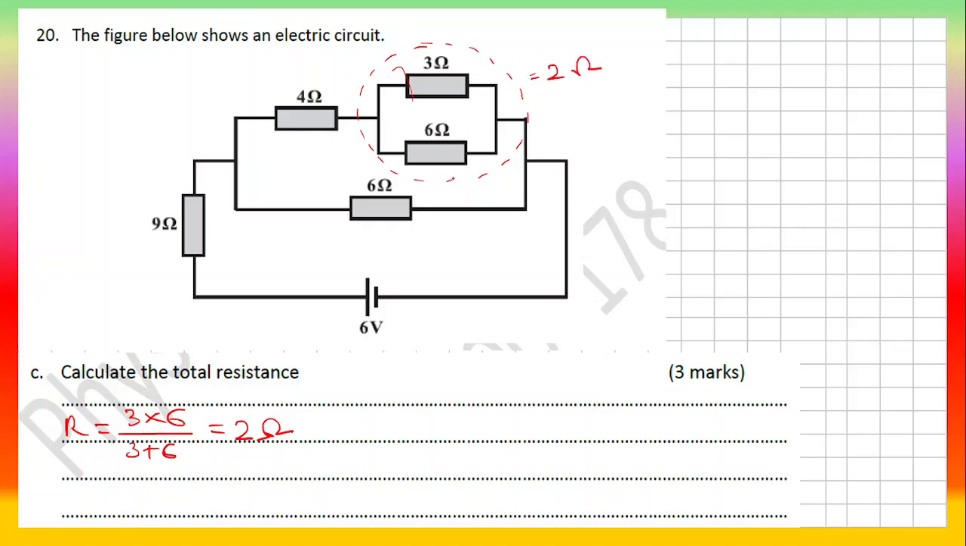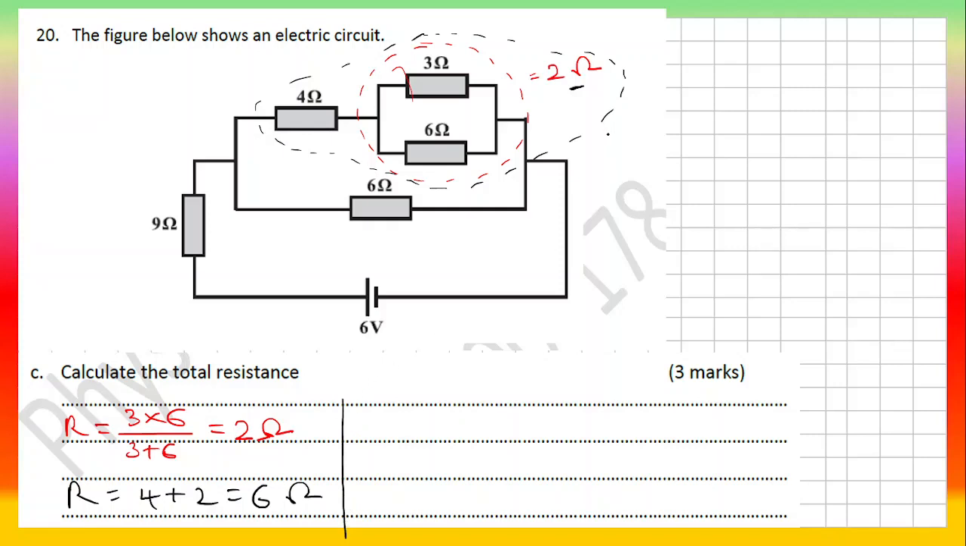And then from there, where do we move to next? Next, now we bring in this 4 ohm. Because the 4 ohm resistor is now in series to the 2 ohm resistor. So it's much easier to combine these two. So because they are in series, the total resistance R is given by the sum of the 2. So I'll have 4 plus 2. This will give me 6 ohms.